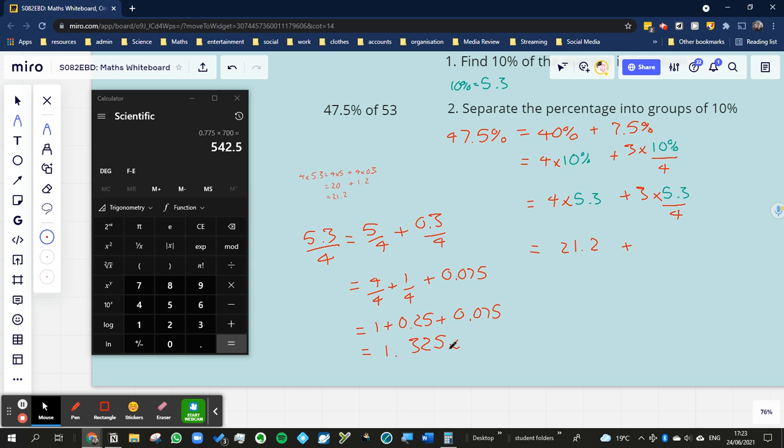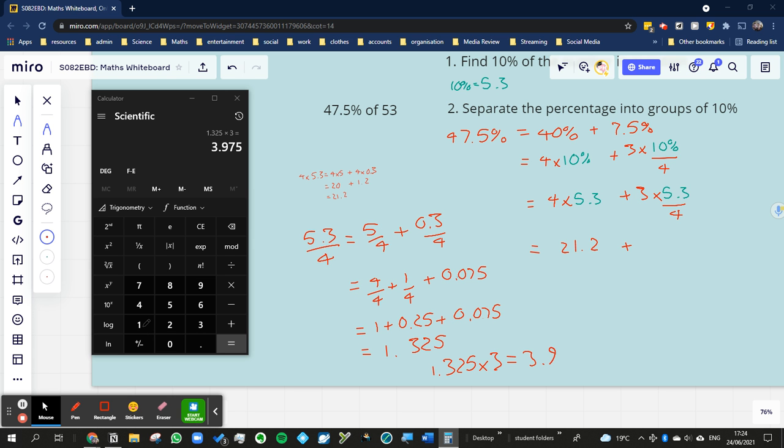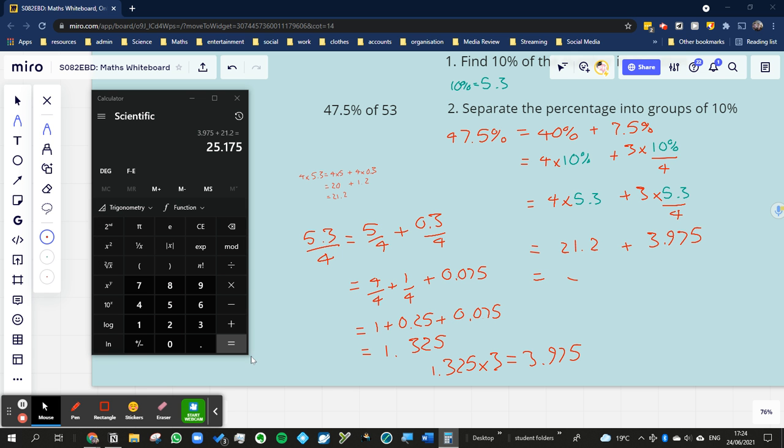Then you're going to times that. What is 1.325 times 3? I'm just going to do this on the calculator, but you're going to use the same sort of method as before. 3.975. And you're going to add that to this. I'm going to do that on the calculator as well. The main thing I want to show you are the stages and the chunking method. I won't video every single step that I do. And then you end up with 25.175. And when you put 0.475 times 53, you get 25.175. So we've got the right one there.